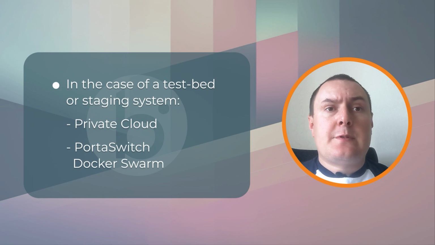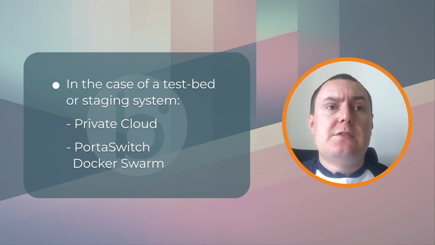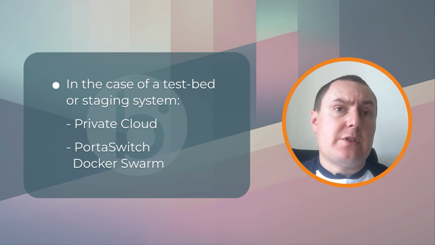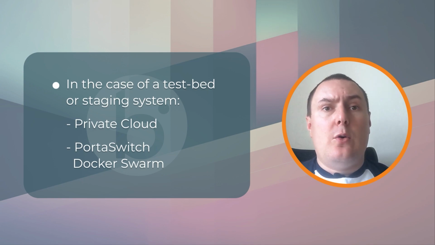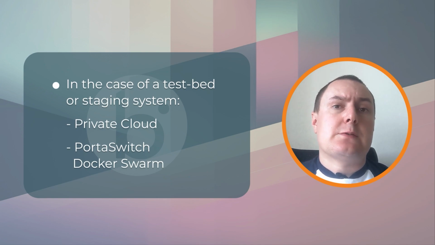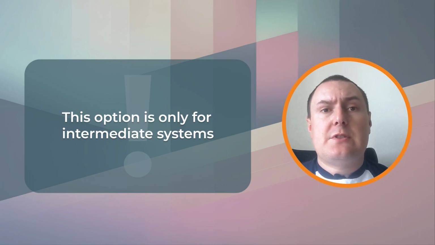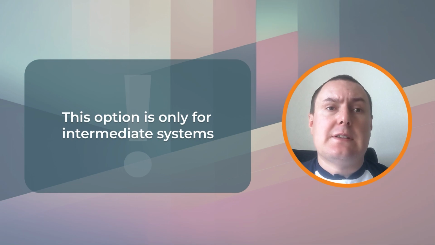You can either use private cloud, just like with the production option. This means using the same infrastructure for both production and testbed systems. Or you can even use a dedicated container deployed in the PortaSwitch Docker Swarm. We only recommend that option for staging systems, as production systems could face possible performance issues as well as a lack of redundancy and high availability.